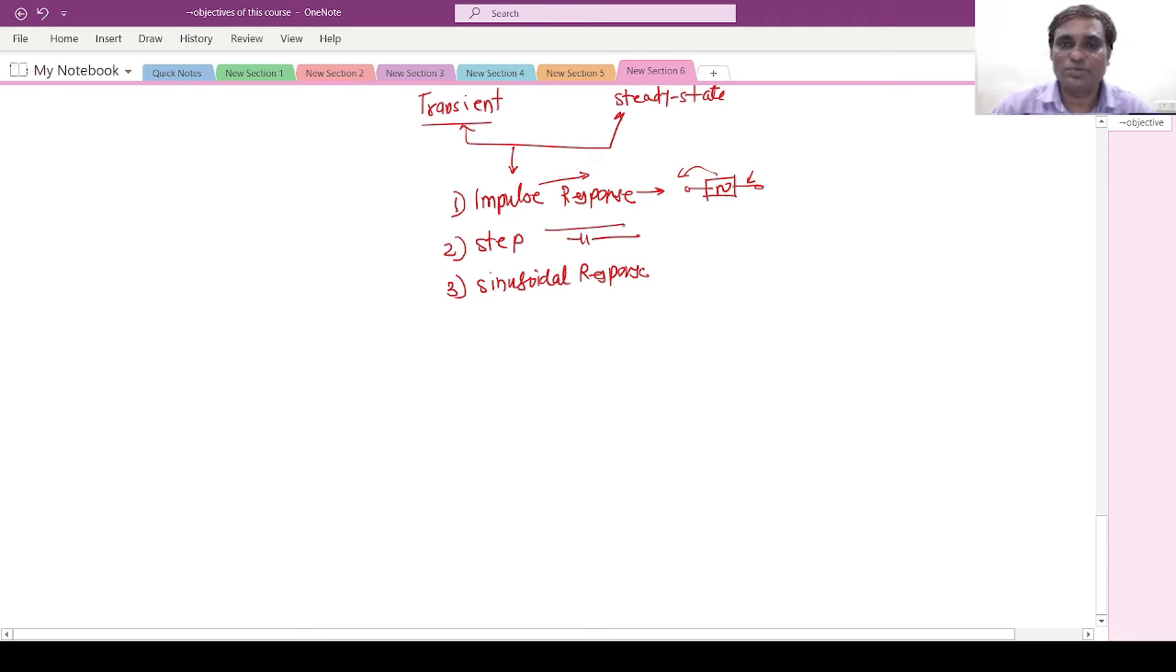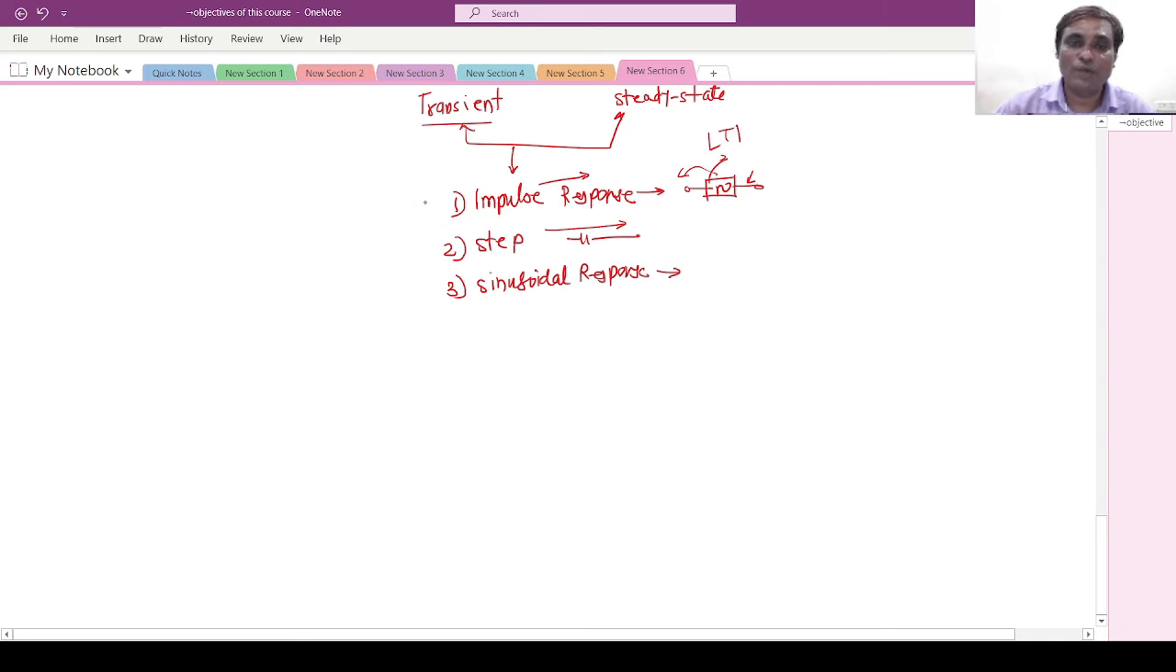Similarly, what is the step response? Mind you, the network should be LTI, that is linear time invariant. So the step response will be the output of the network when the input to the network is a step function. Similarly, the sinusoidal response will be the output of the network when the input is a sinusoidal input.